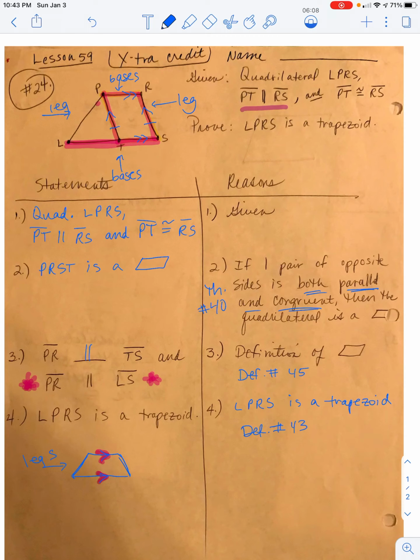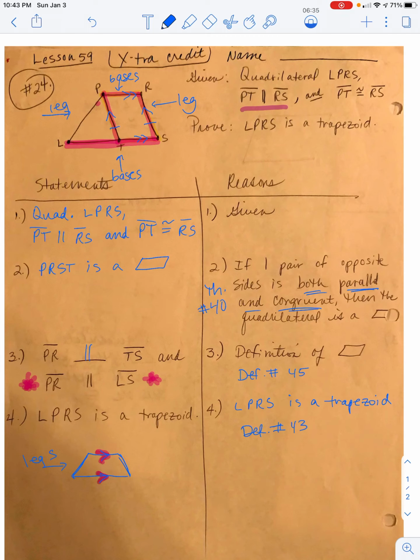I'm sorry, I gave you the wrong page number. It's 761. At first I said definition 43, but I was looking at theorem 43 on page 762. The definition 43 is on page 761. But basically, I just wanted you to understand that a trapezoid is a quadrilateral, it's four-sided, has one pair of parallel lines, and those parallel lines are called your bases.